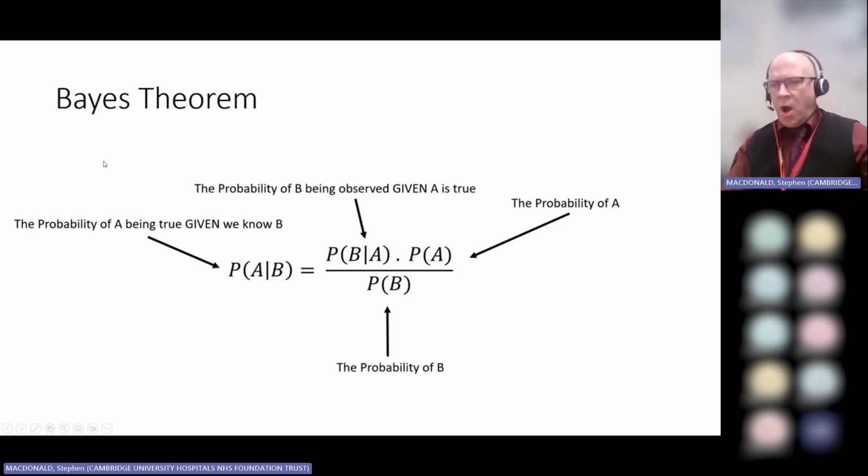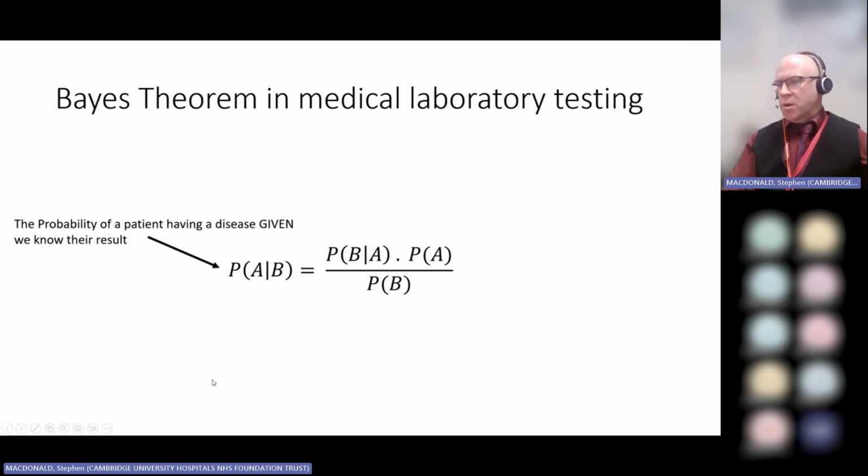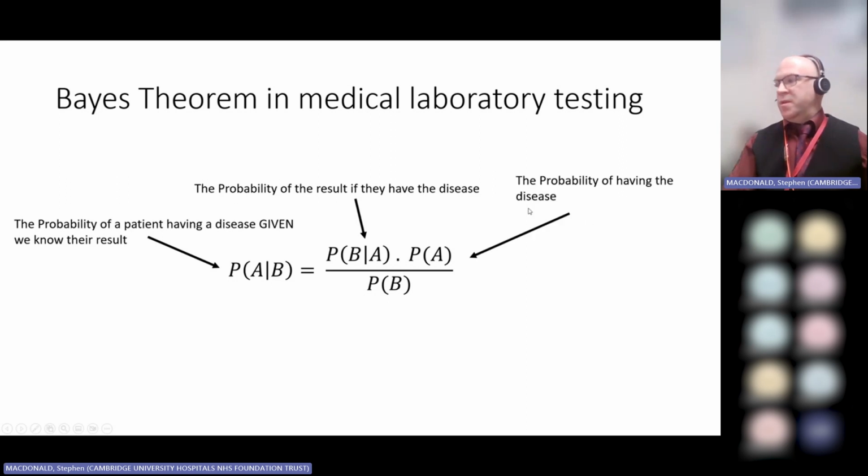That's quite abstract. That's quite difficult to think of. Let's put it in language that we understand as far as diagnosing disease. So the probability of a patient having a disease, given we know their result, that's what we're looking for, is dependent on the probability of the result if we have the disease, that's the sensitivity, the probability of having the disease, the prevalence, and the probability of that positive result being present.